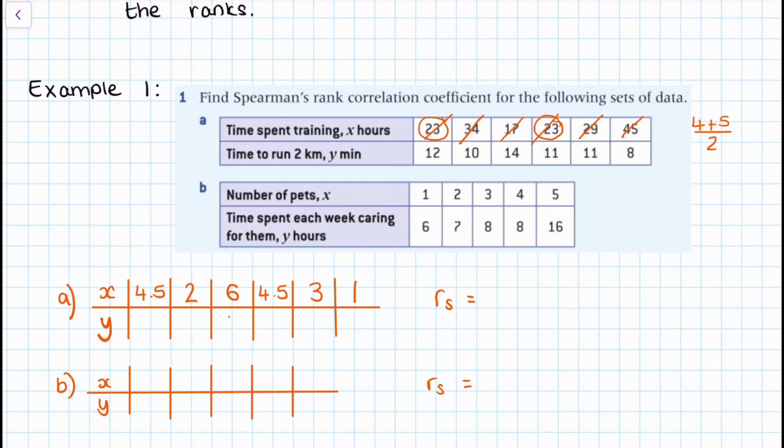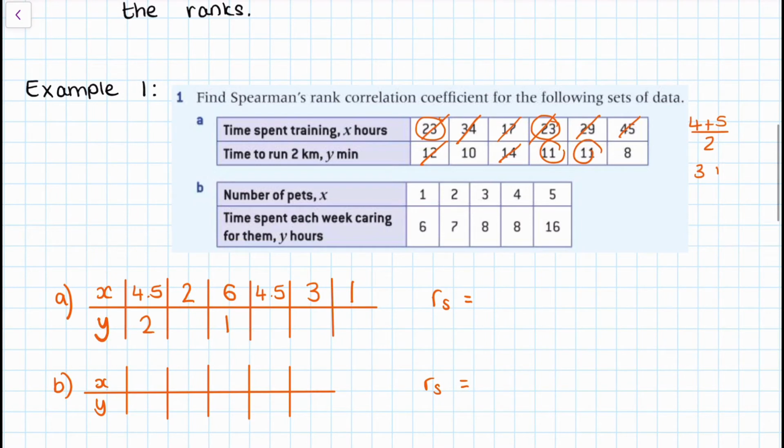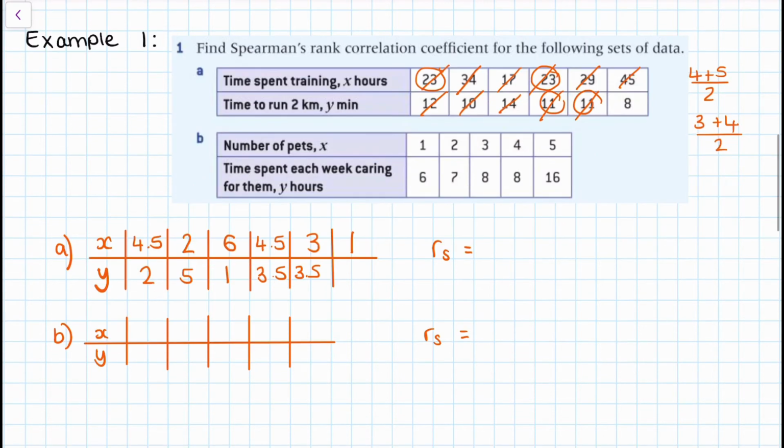Then we do the same with the Y values. We look for the highest one, which is 14, so that would be 1, and 12 is the next, which would be 2. We have two 11s. Their ranks are 3 and 4, so it would be 3 plus 4 divided by 2, which is 3.5, so they will both get 3.5. Then 10 would be 5, and 8 would be 6.